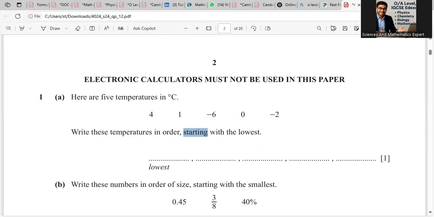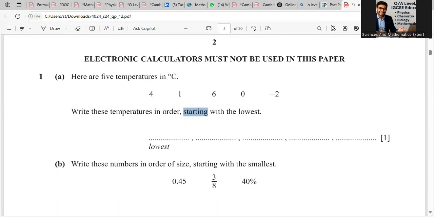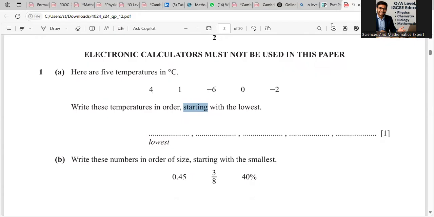Here he is saying, here are 5 temperatures in degrees centigrade. We will have to write these temperatures in order, starting with the lowest. When we talk about this, we can simply say the negative number which is greater in magnitude will be the smallest one, like -6 will be the smallest one here. After that, there is -2, which is lesser in magnitude, so with the negative sign it is the greater number as compared to -6. Then there is 0, then we know 1 and 4, and starting with the lowest was basically the target, and we are done with it.